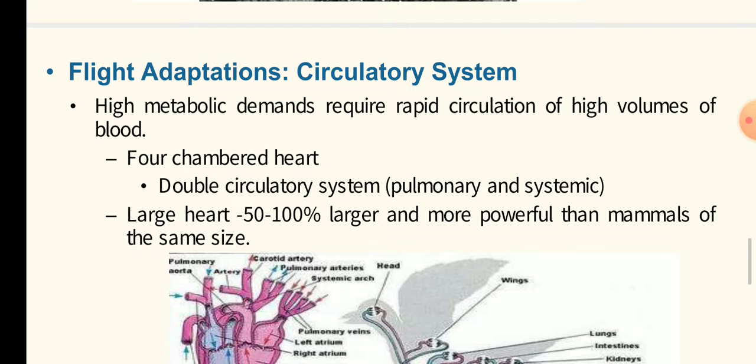The circulatory system. In birds, they show a rapid metabolism, hence they require a large oxygen supply to the tissue, which can be achieved by an efficient circulatory system. An avian heart is large sized, four chambered, powerful and efficient. That's why they are getting a large oxygen supply.